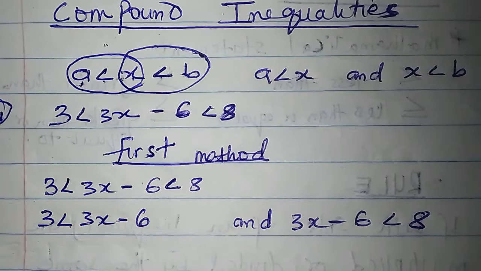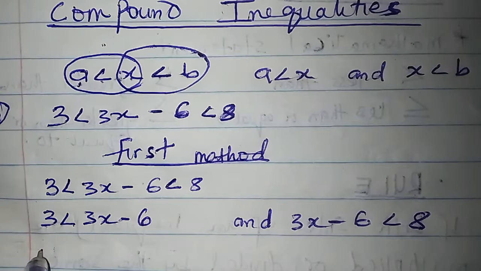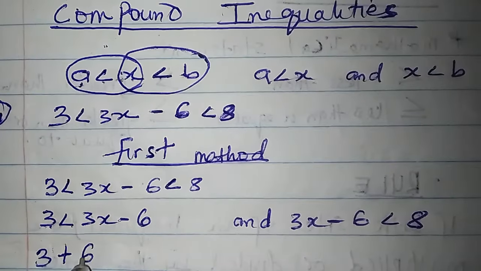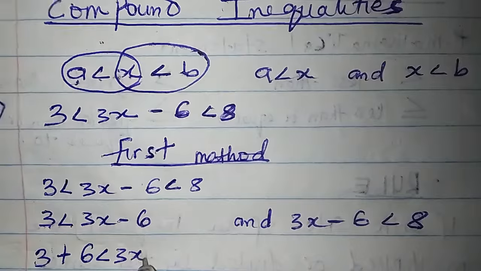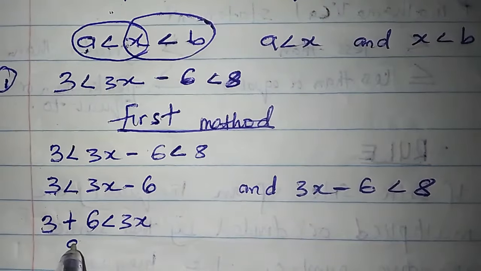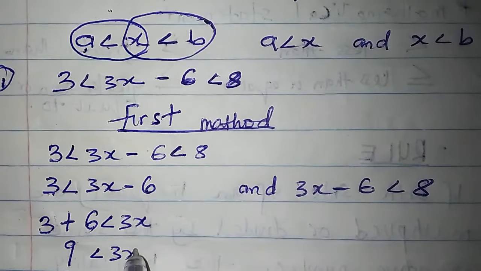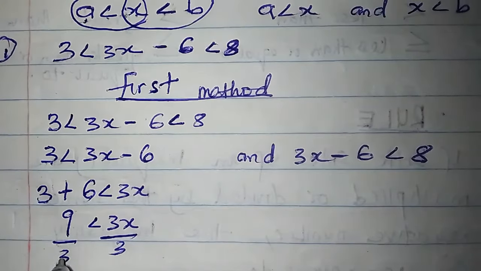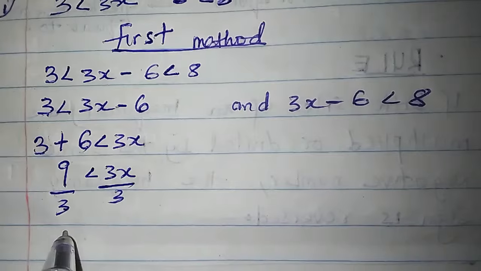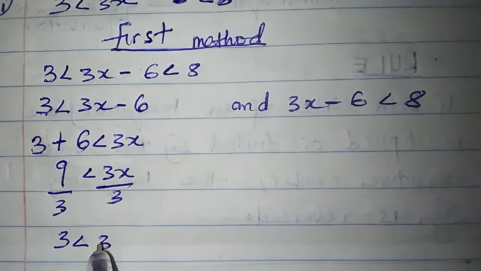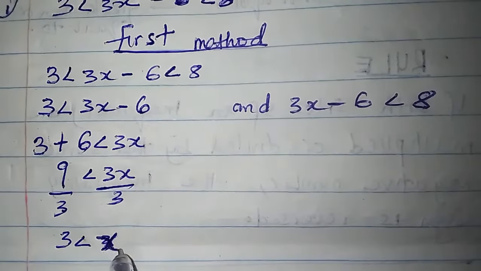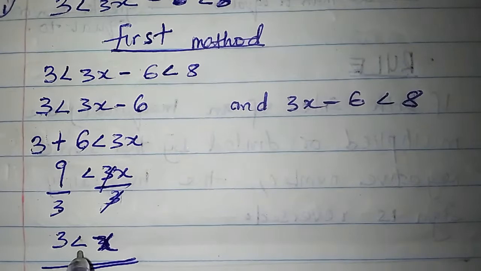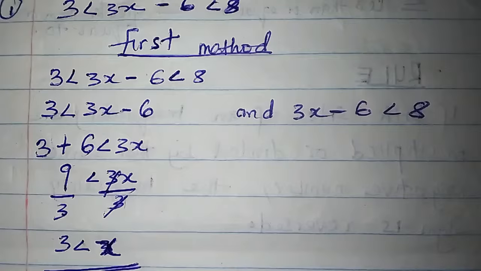So from here, I'll just collect like terms. 3, this 3, the 6 will cross and turn to plus, less than what? 3x. Okay, 3 plus 6 is 9. Divide both sides by 3. 9 upon 3 is 3, which is less than what? x. 3 will cancel 3. Okay, so 3 is less than x for the first one.